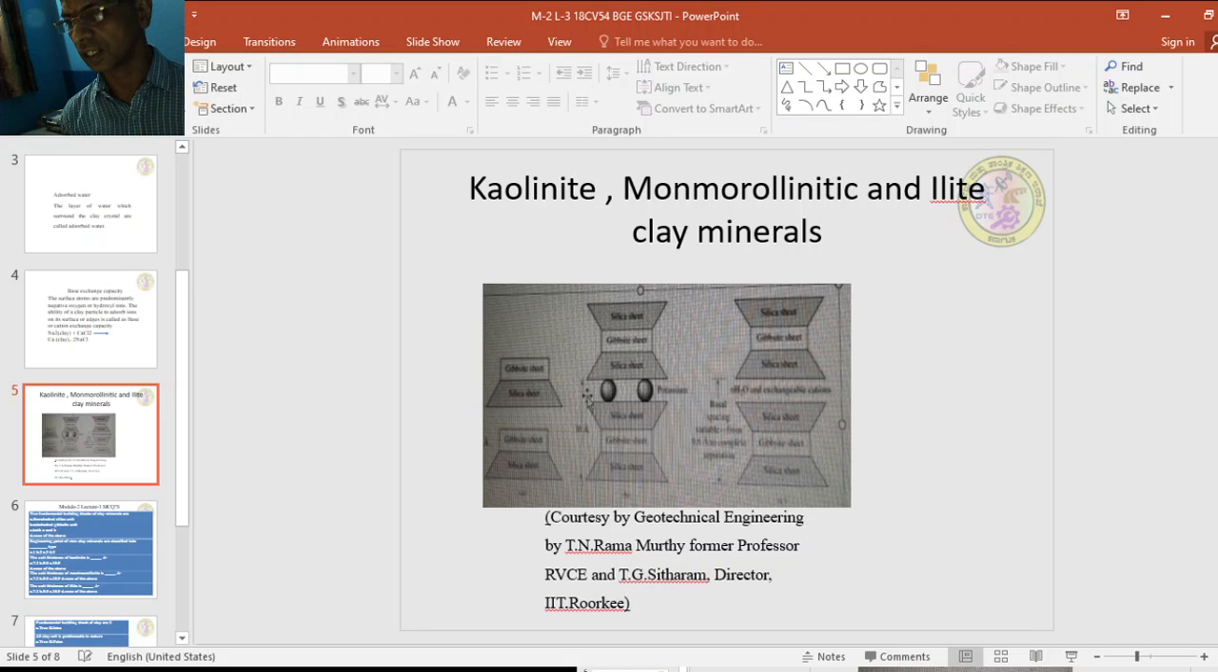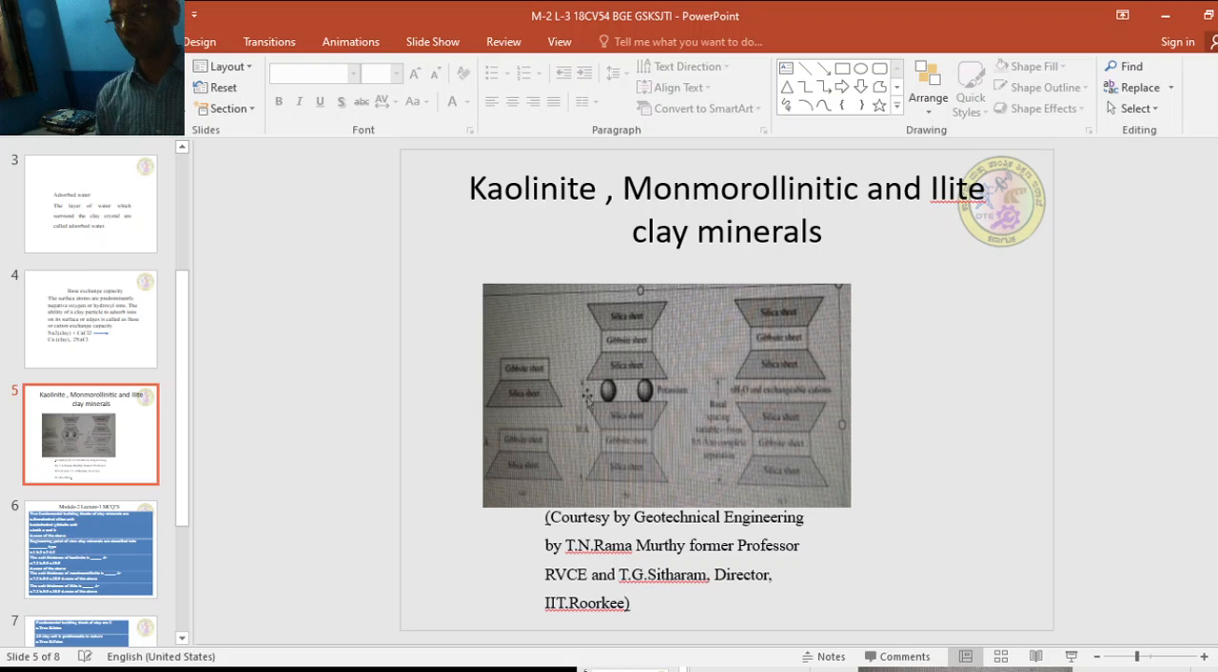One gibbsite sheet is rectangular in nature, and one silica sheet is trapezoidal in nature. So they bond perfectly with each other, and the thickness is 7.2 angstrom. Again the silica sheet gets bonded with the gibbsite sheet, that means the opposite charges bonding takes place. Therefore there is no gap of exchangeable ions, so water will not enter. Hence that type of clay mineral is very strong, and the swell shrink capacity is almost zero.